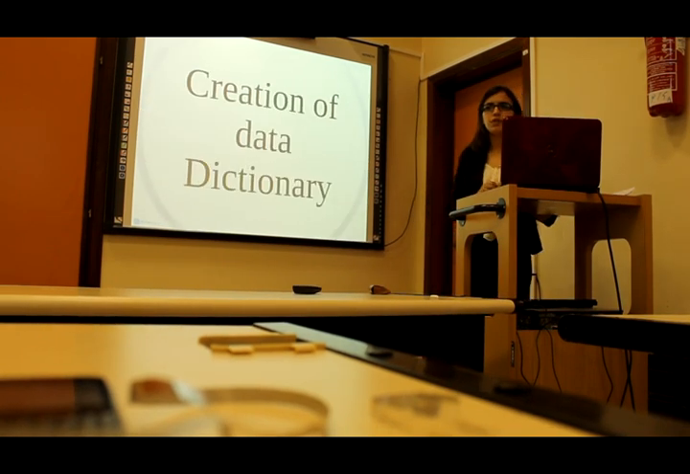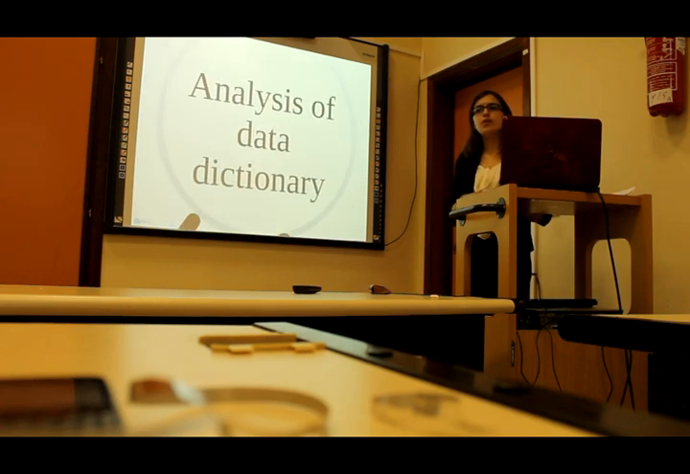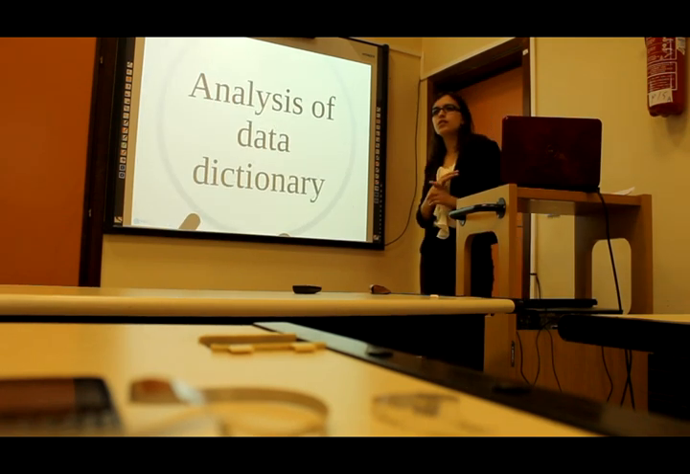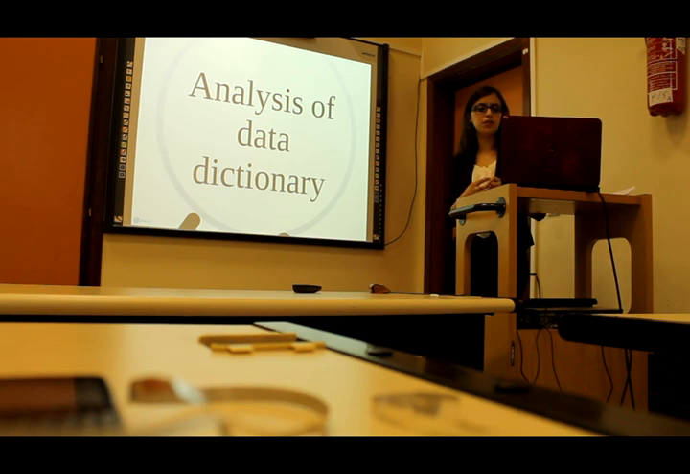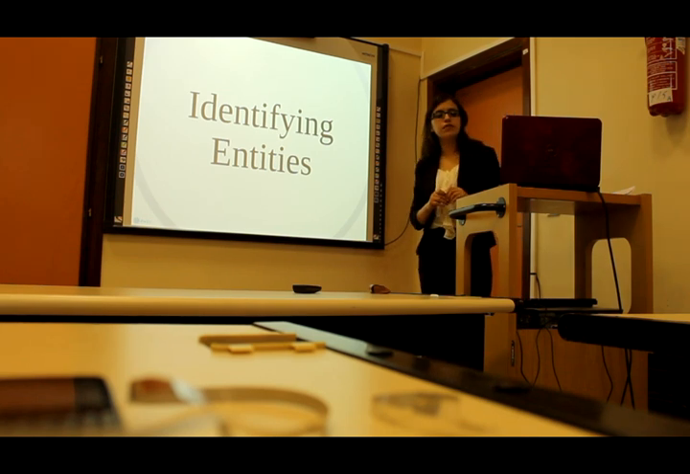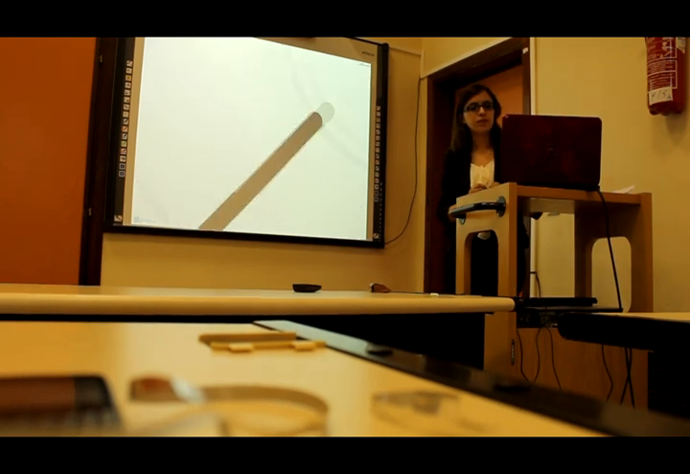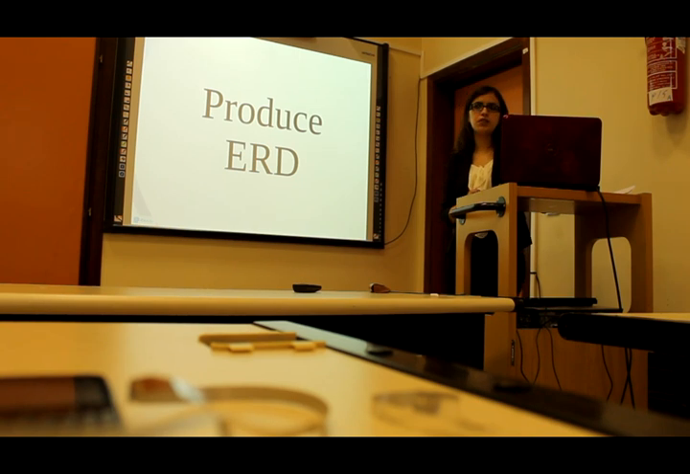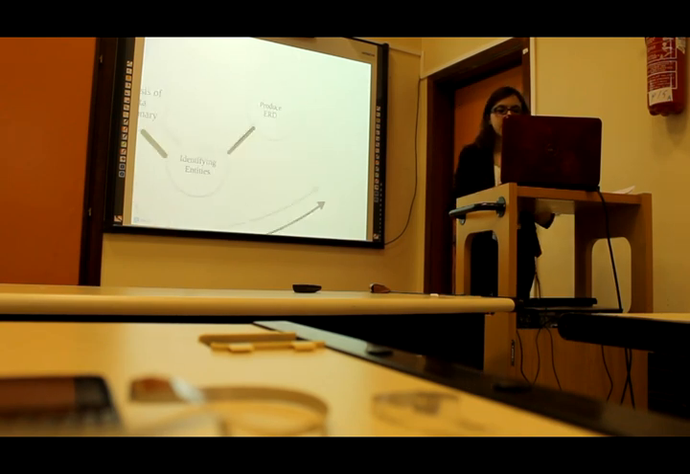And then from those attributes, we create a data dictionary. And then we have to get rid of the anomalies such as synonyms, redundancies, and homonyms, and to have a healthy data dictionary. And then we have to identify the entities. And finally, produce the ERD, the entity relation diagram.